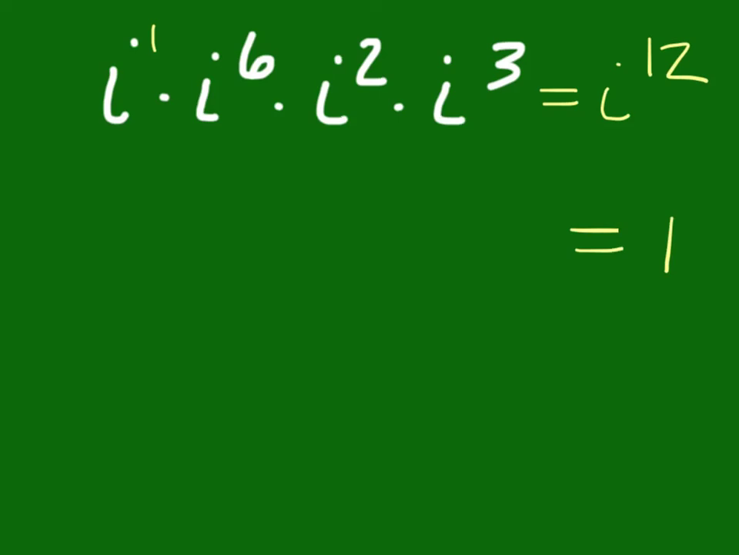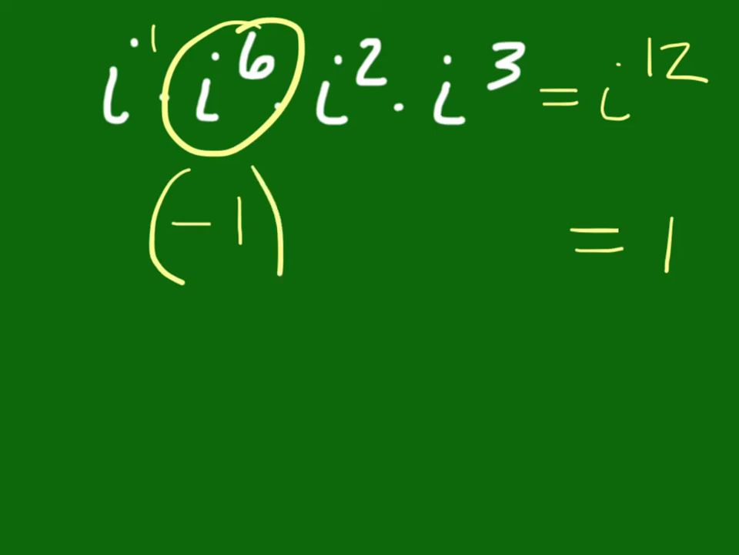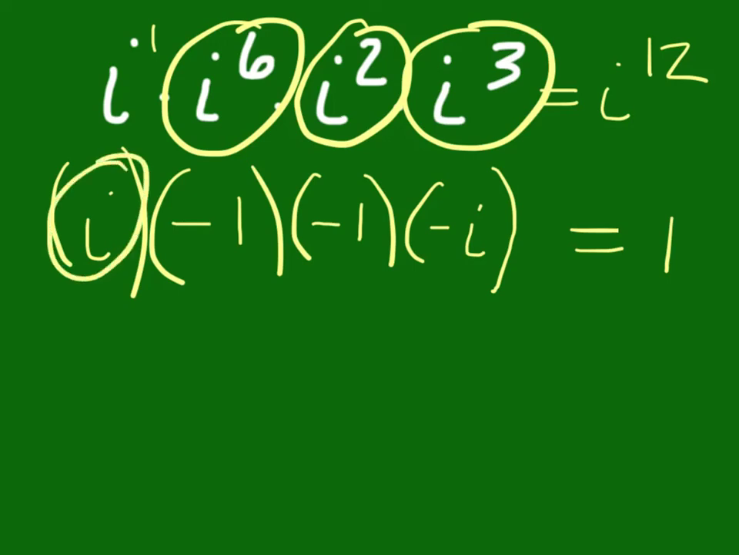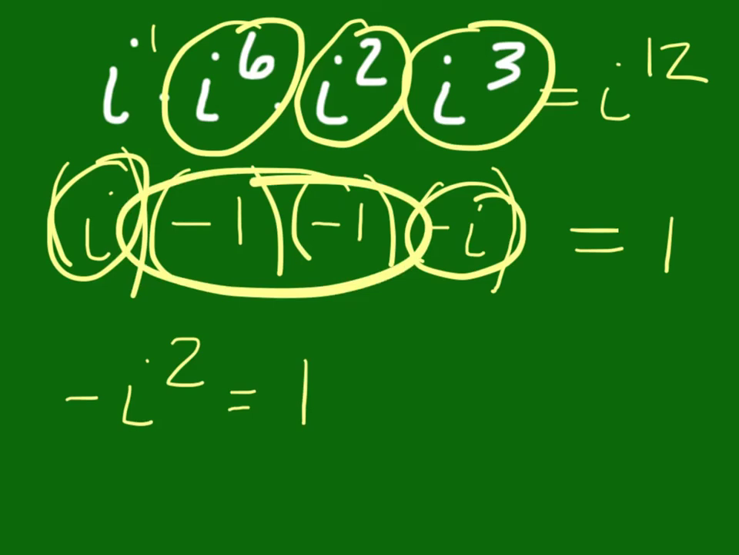You could have done this. I know that I to the 6th is negative 1. I know this is negative 1. I know this is negative I. And I just know that's I. If I have I times a negative I, it's a negative I squared, which is the same thing as 1. So all of this cancels out with these being double negatives, just down to 1. Many different ways you can go about it.